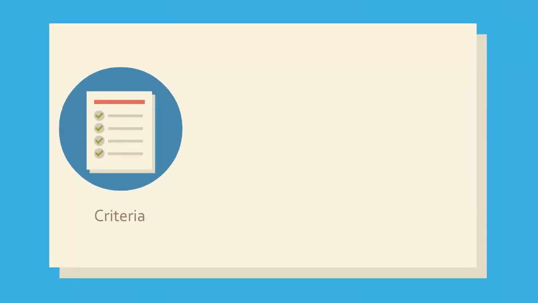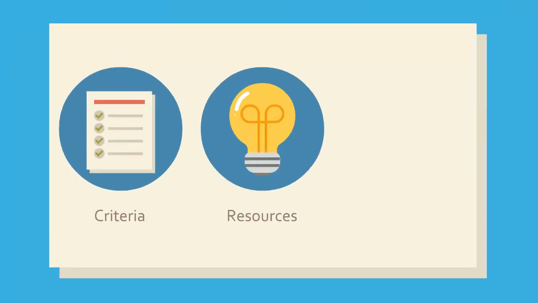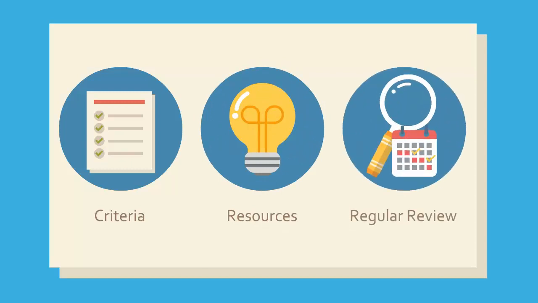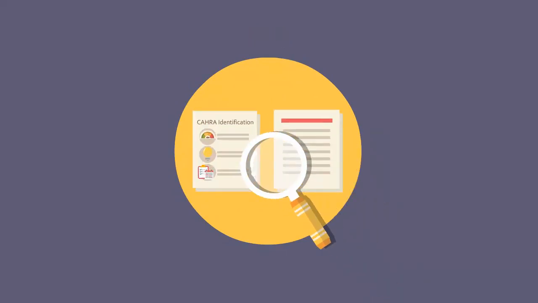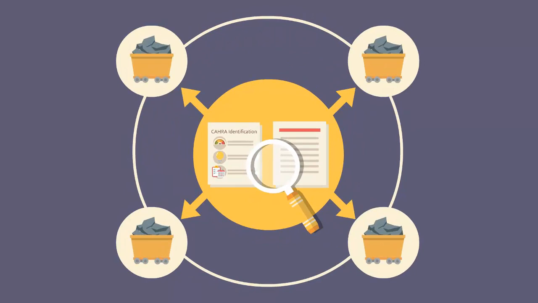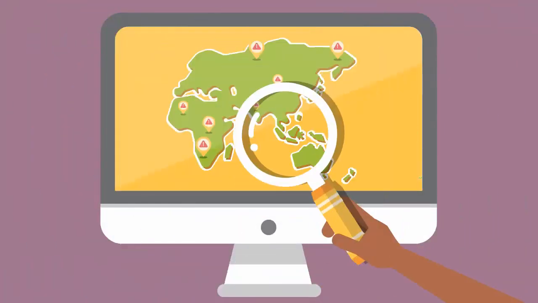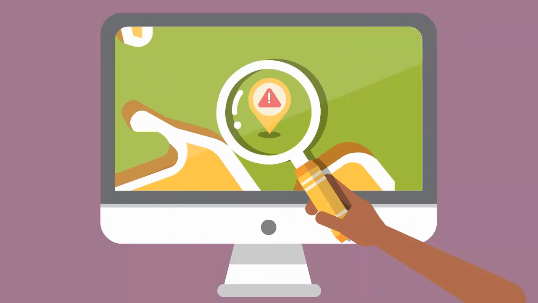In the procedure, you'll define the criteria on which you base your decision, resources that you'll consider, and how often you'll review your evaluation. During an RMI audit, assessors will evaluate your written procedure and the records showing how you applied it to each source of material. You don't need to evaluate every country in the world, just the areas in your supply chain.